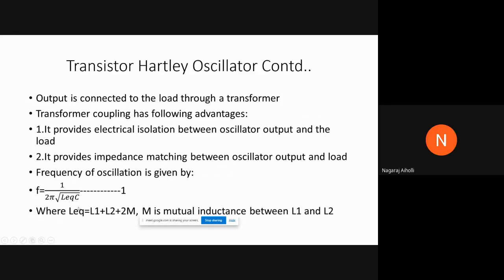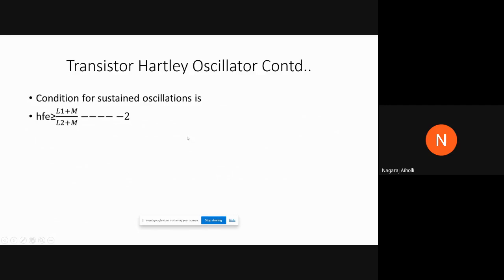Hope everyone is following here, students. Yes. So what is the frequency of transistor Hartley oscillator equation? It is given by f is equal to 1 upon 2 pi square root of L equivalent into C, where L equivalent is given by L1 plus L2 plus 2M, where M is the mutual inductance between L1 and L2. And the condition for sustained oscillations is given by HFE is greater than or equal to L1 plus M divided by L2 plus M.